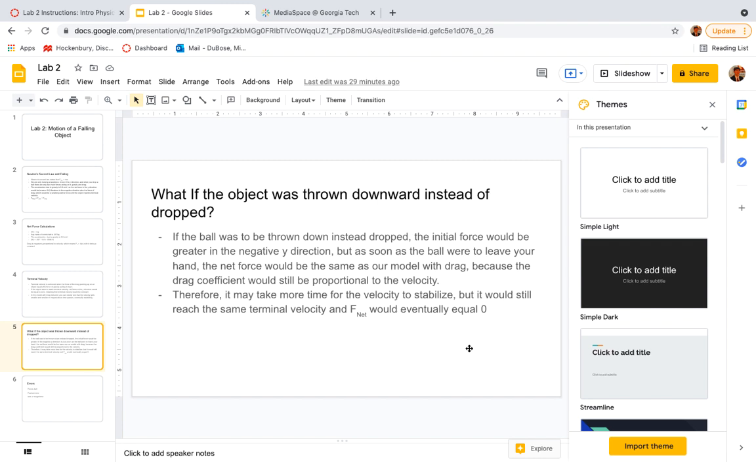Finally, we were asked to ponder the question, what if the object was thrown instead of merely dropped? If the ball were to be thrown, the initial force would be greater in the negative y direction, but only as you are throwing the ball. As soon as you release the ball, as soon as it leaves your hand, the net force would be the same as our model with drag, because the drag force would still be proportional to the velocity, and the force of gravity is unchanging. Therefore, it may take more time for the velocity to stabilize, but it would still reach the same terminal velocity, and F net would still eventually equal 0.